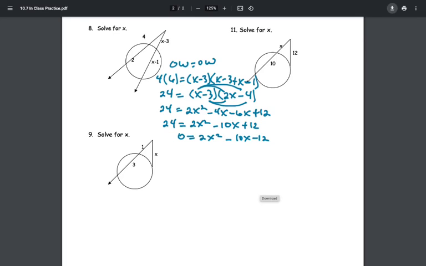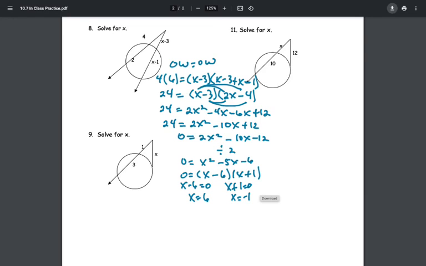Okay, at this point, it would be a lot easier if I divide everything by 2. So that's going to give me x squared minus 5x minus 6. Now I can factor that. So that's going to be x minus 6 times x plus 1 equals 0. All right, now we can solve that by setting each factor equal to 0. So x equals 6 or x equals negative 1.